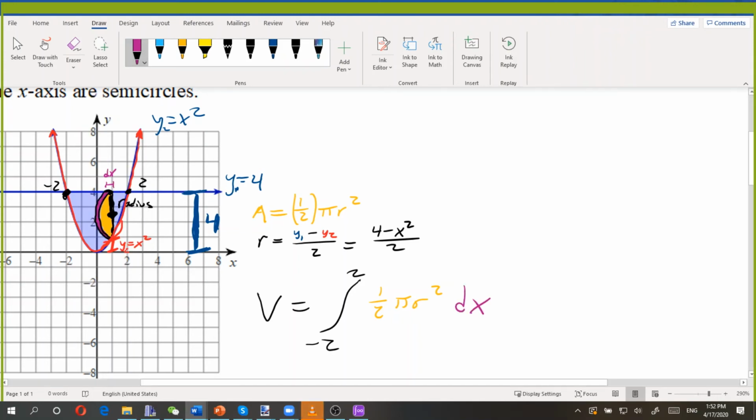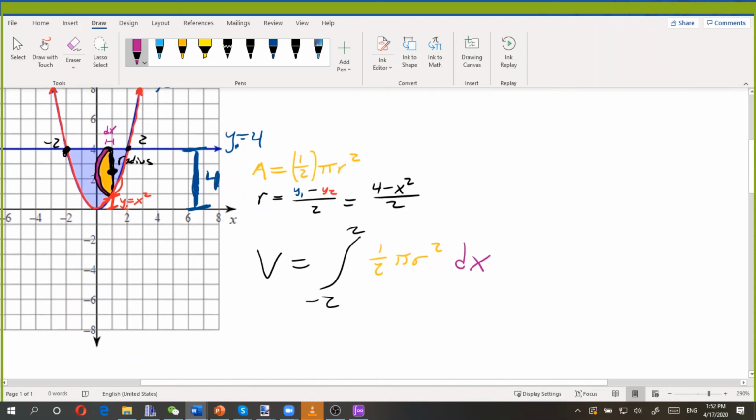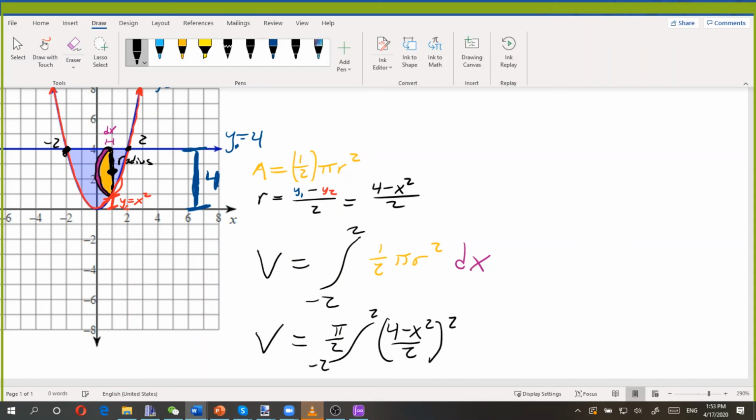And that will make us three-dimensional. So we've got one dimension for your radius, another dimension for your radius because we squared it, and then a final dimension for your change in x. That gives us 3 dimensions, or volume. Okay, so volume is equal to the integral from -2 to 2 of 1/2 pi, which is a constant, so I'm going to pull that out, pi over 2, times our radius squared, 4 minus x squared over 2, squared, in terms of x.